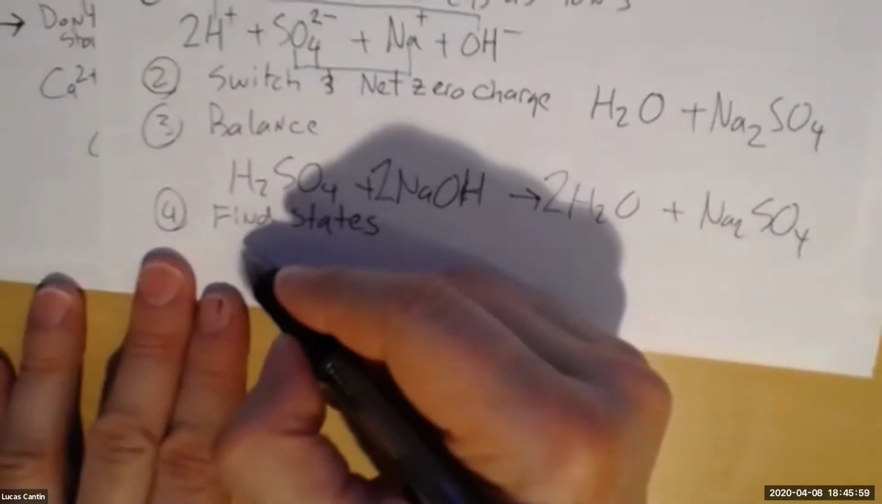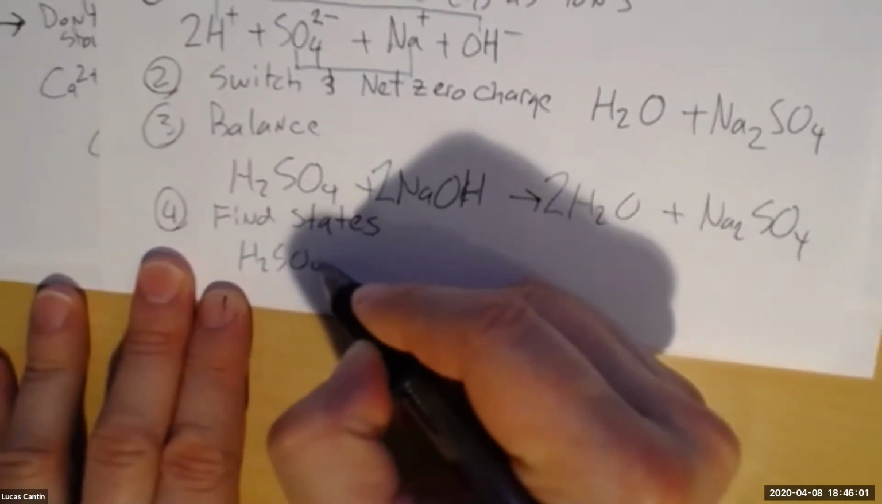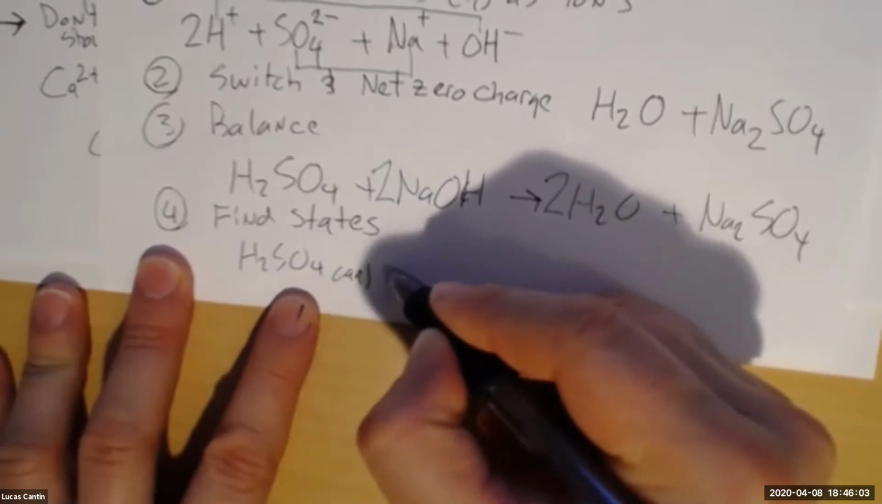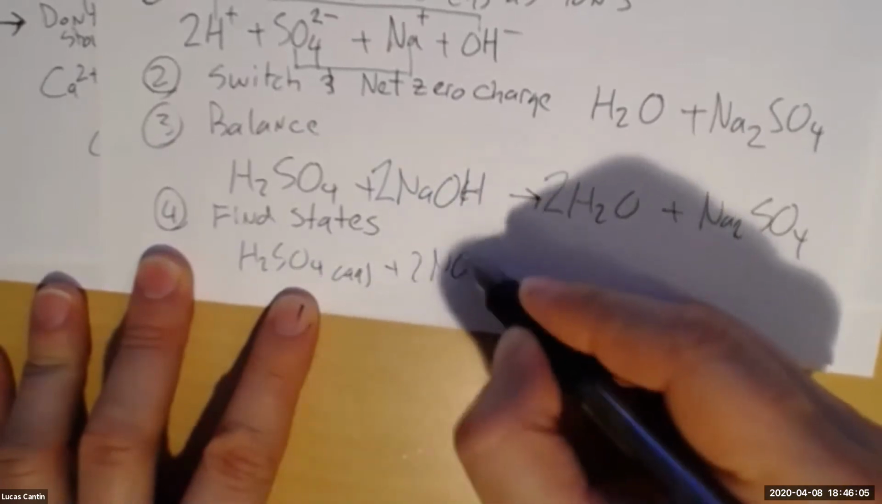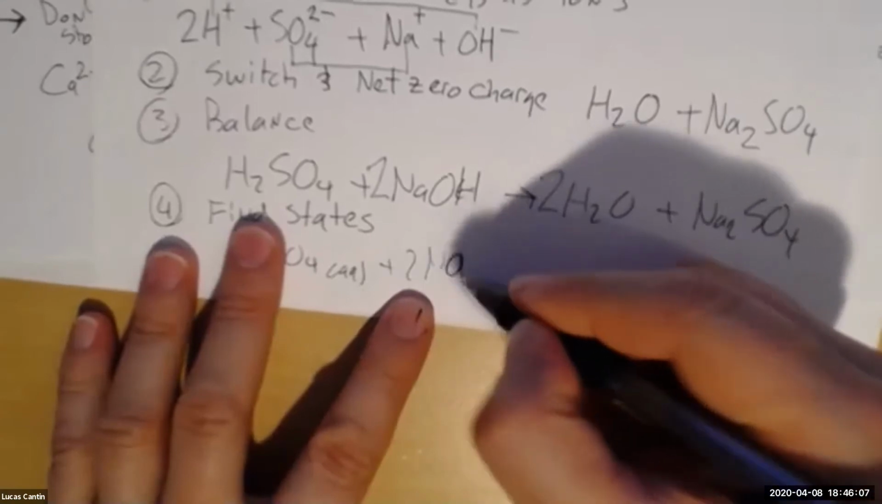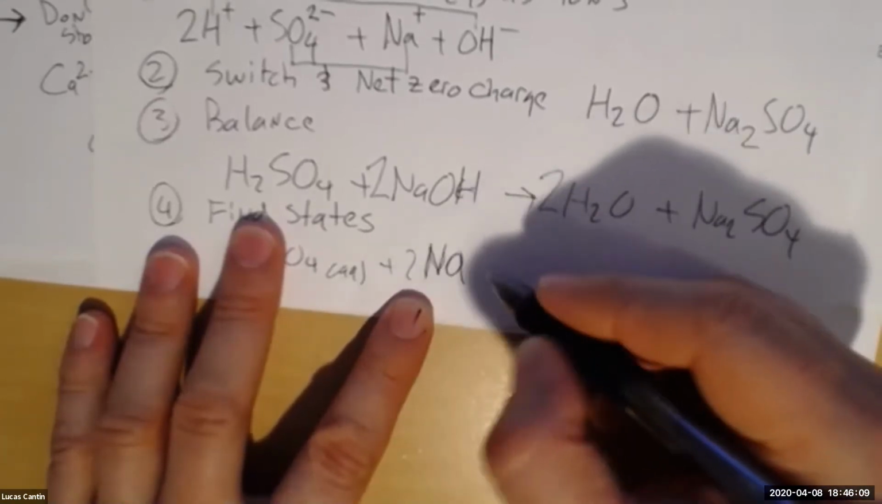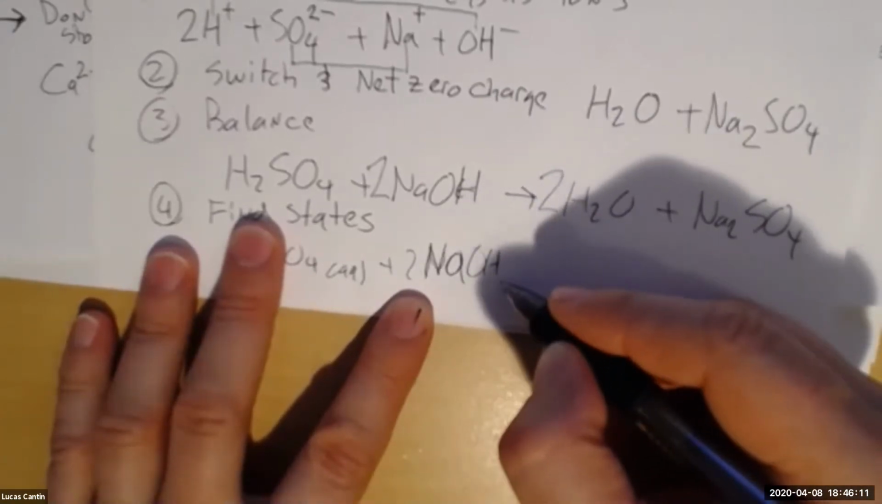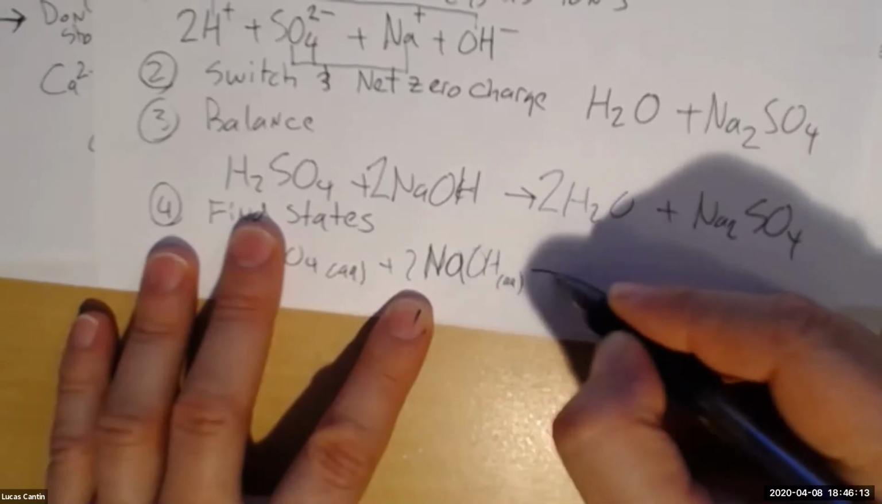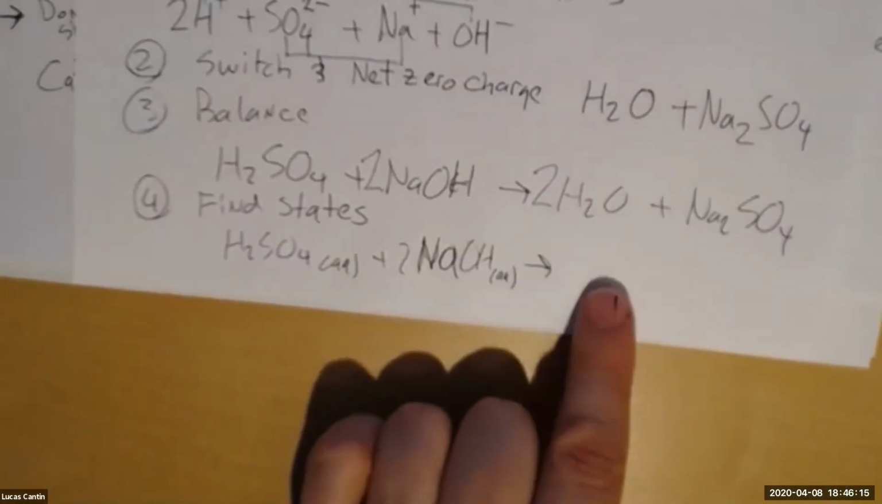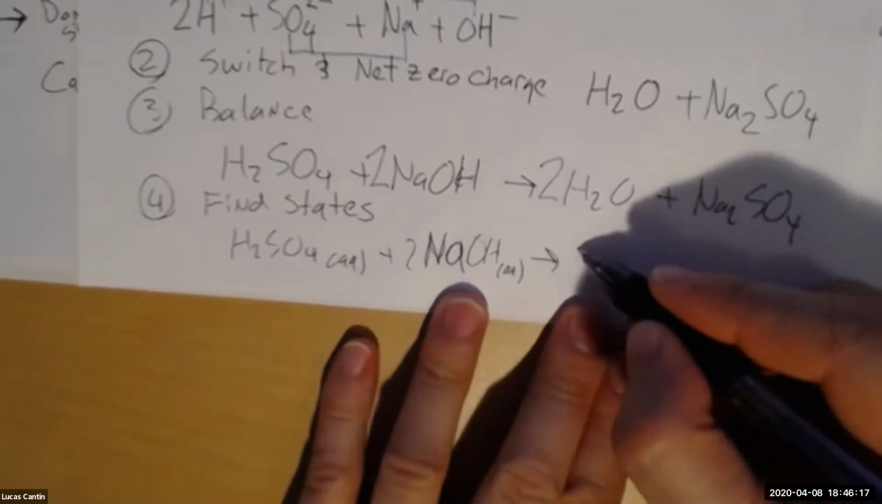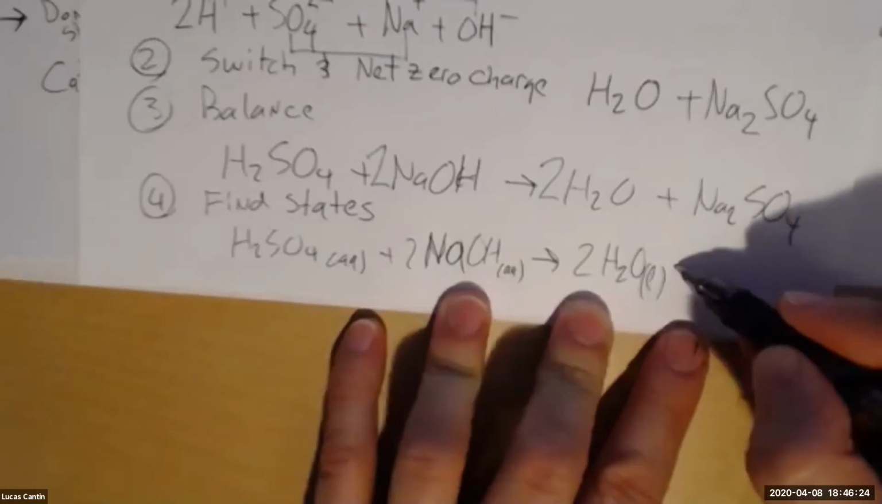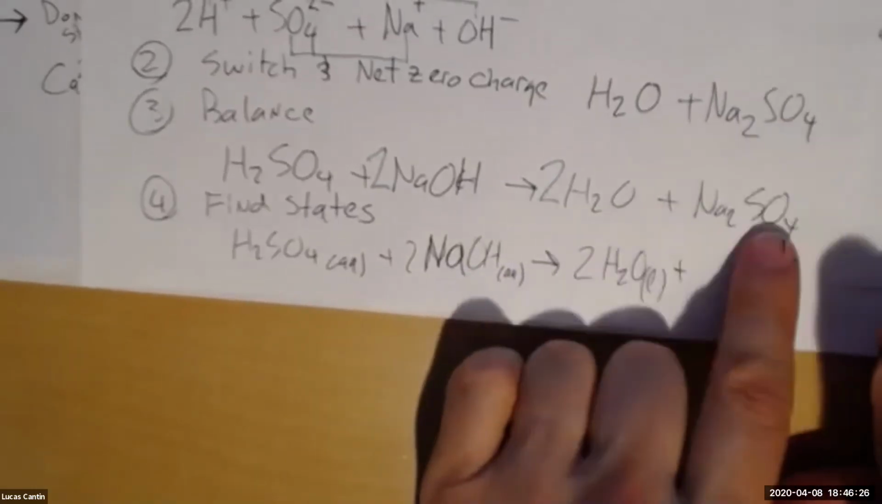So actually, we know H2SO4 was aqueous, and NaOH was also aqueous, given to us. What about water? What's the state of water going to be? A liquid. Good. Water is always a liquid. And we'd have to look at a solubility table.